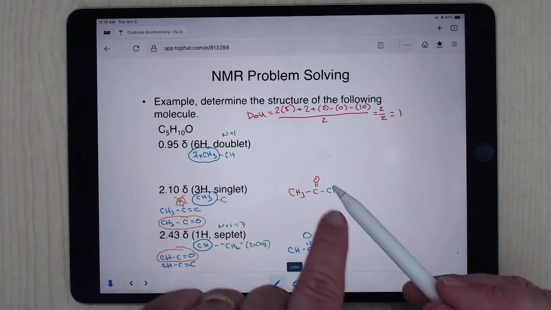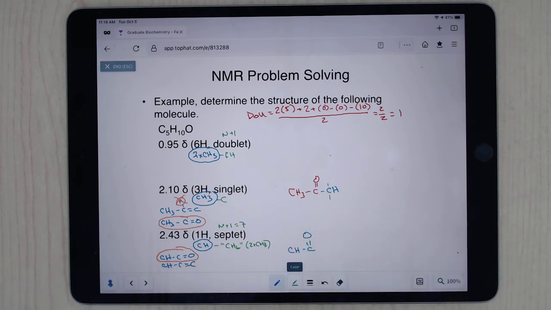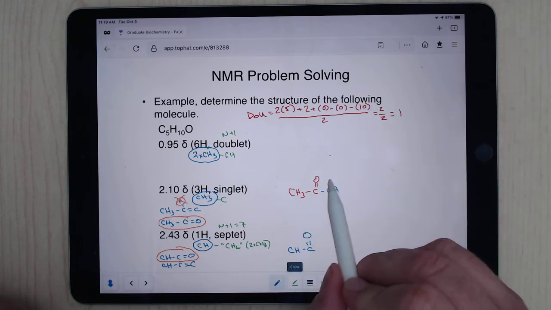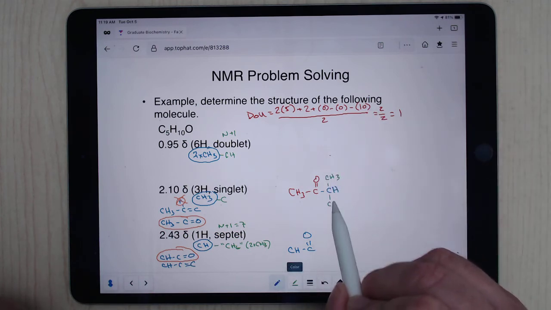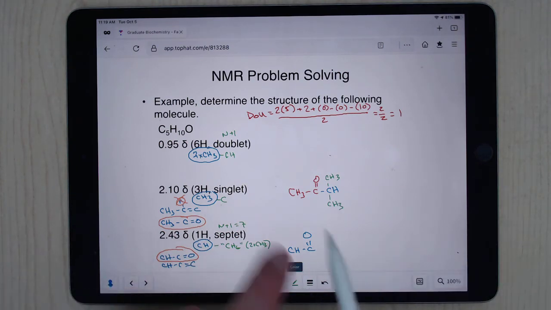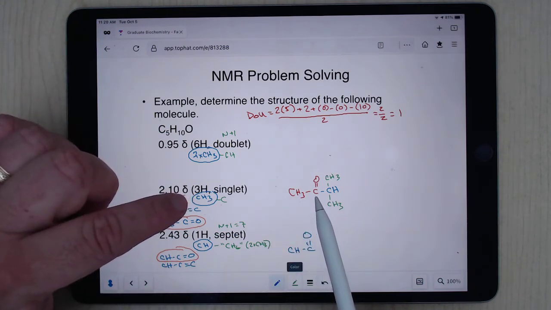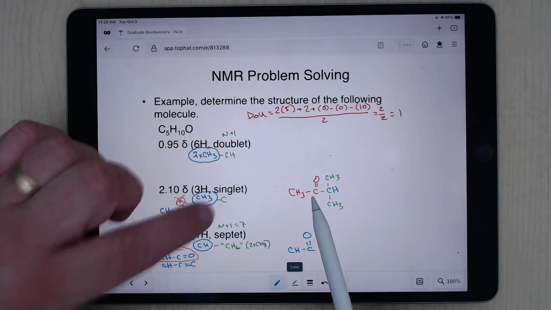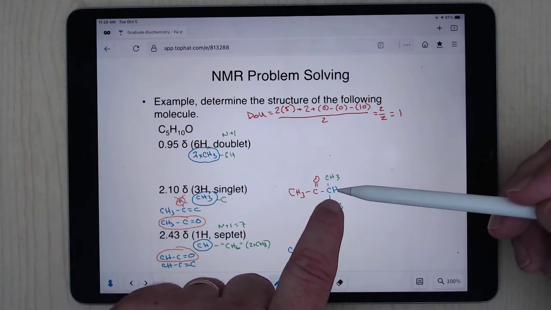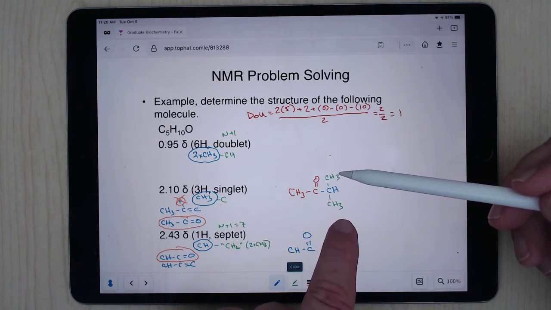And then what do we have hanging off the right? We have two bonds that we haven't accounted for. Well, what's next to it? It's the CH6, these two equivalent CH3s, which would be here and here. So this is a potential structure. Does this make sense? We have a CH3 that's next to something that doesn't have any carbons on it. That makes sense. We have a CH that's next to a CH6, so that would be here.